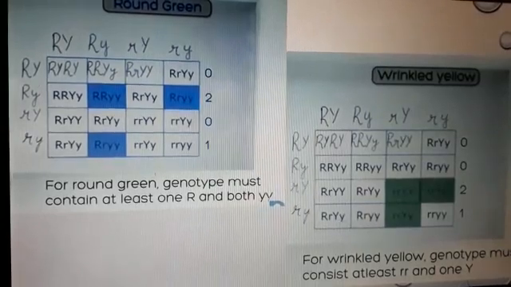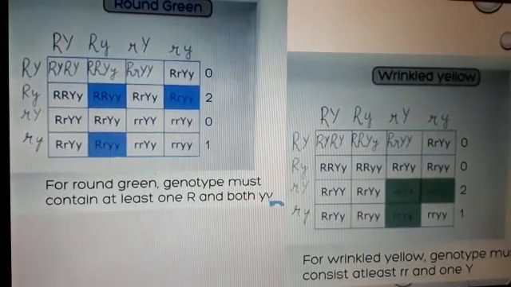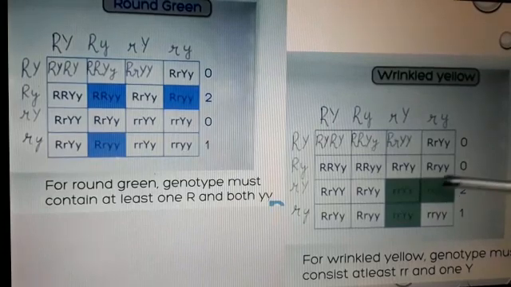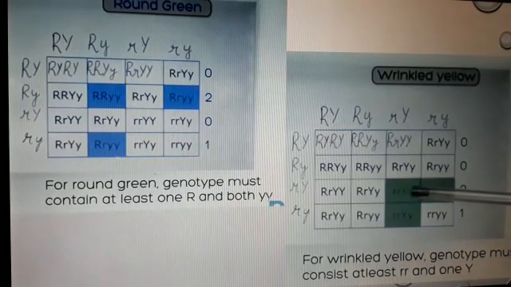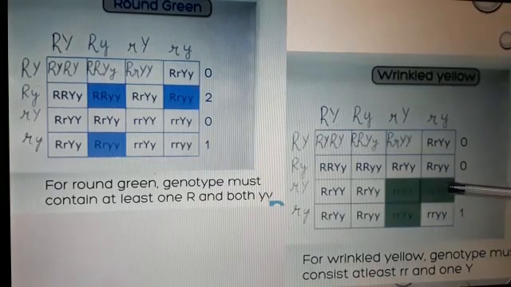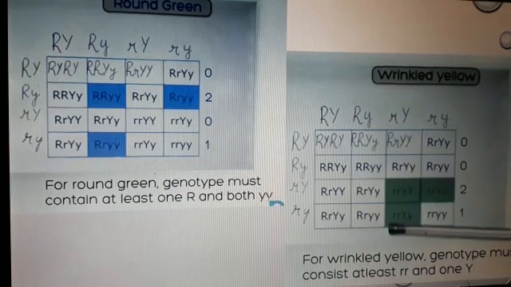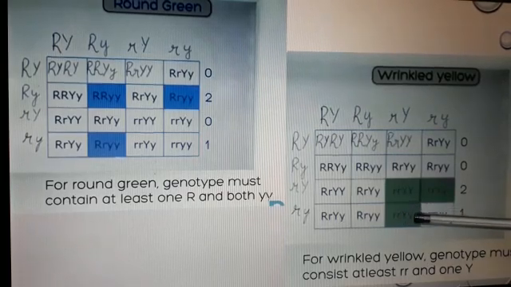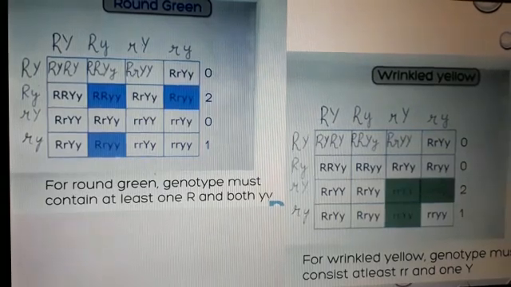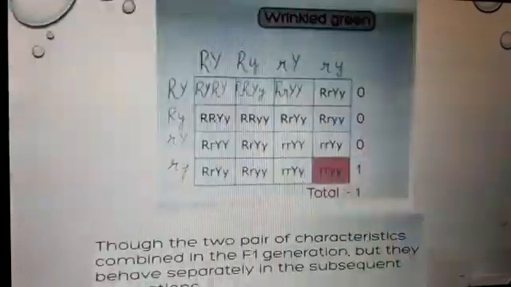Now, if we count the number of wrinkled and yellow seeds, so in the first and the second we are having none of the wrinkled and yellow one, but in the third one we are having the third and the fourth cell which are having both the small r's, that will be giving wrinkled, and at least one of the capital Y which will be giving the yellow. So, we are having wrinkled yellow and wrinkled yellow here, and the last one here also we will be having the wrinkled yellow one. So, if we count them, we will be having a total of 3 seeds which will be wrinkled and yellow seeds.